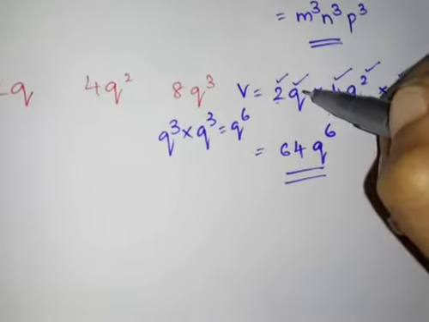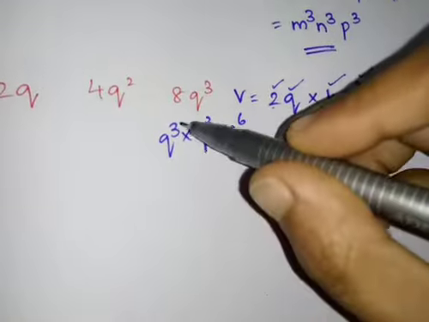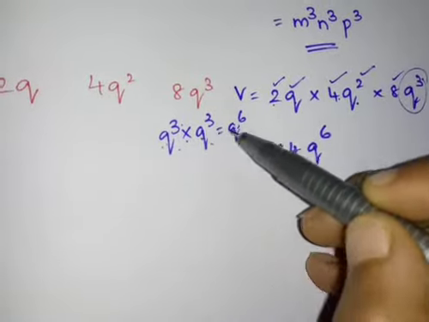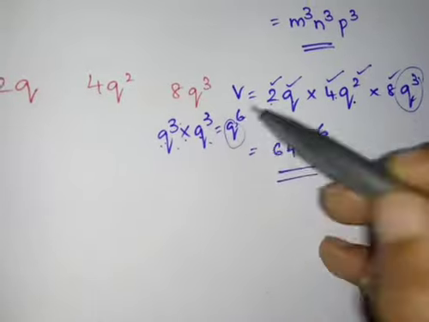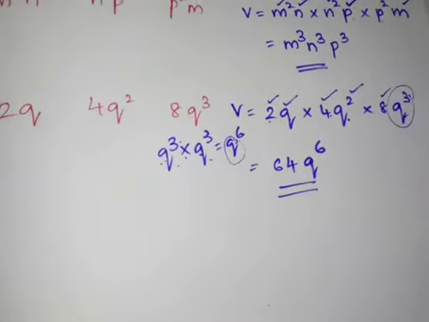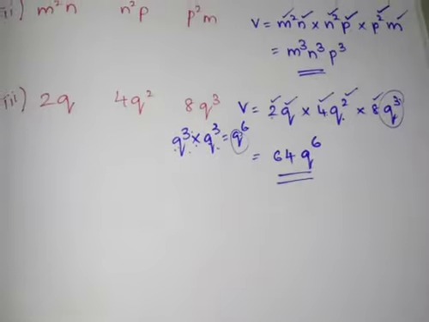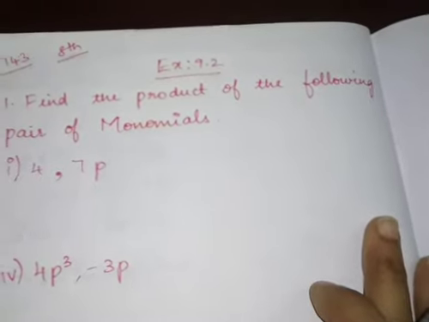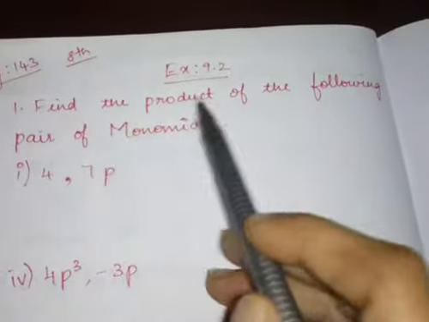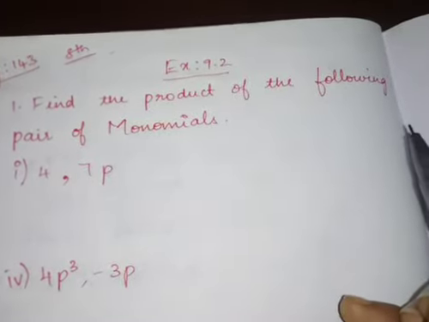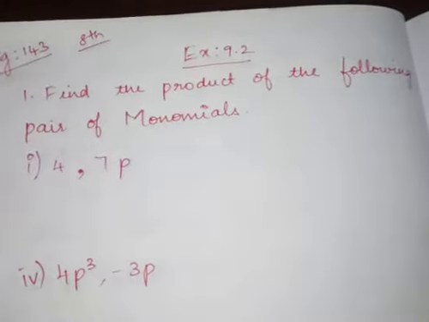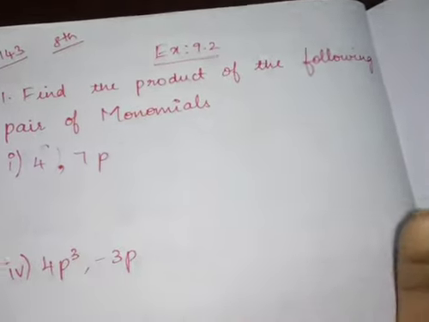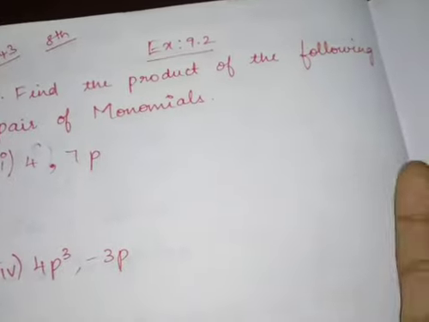Listen children, q into q square is q cube, q cube into q cube is q power 6, because same base, the powers add, so I write q as such. 3 plus 3, 6. So 64 q power 6 is your answer. Understood? Next we come to exercise 9.2. What's the first question? Find the product of the following pairs of monomials. What are the monomials given? 4 is one monomial and 7p is also a monomial, because they are single terms.